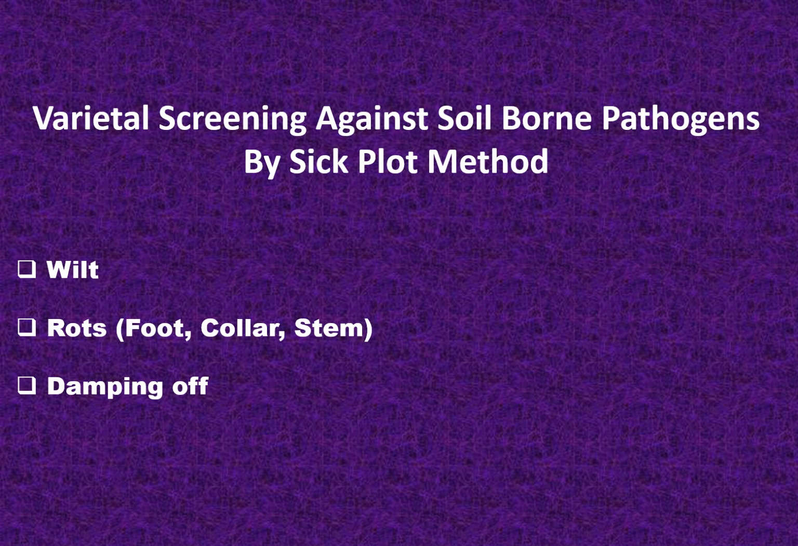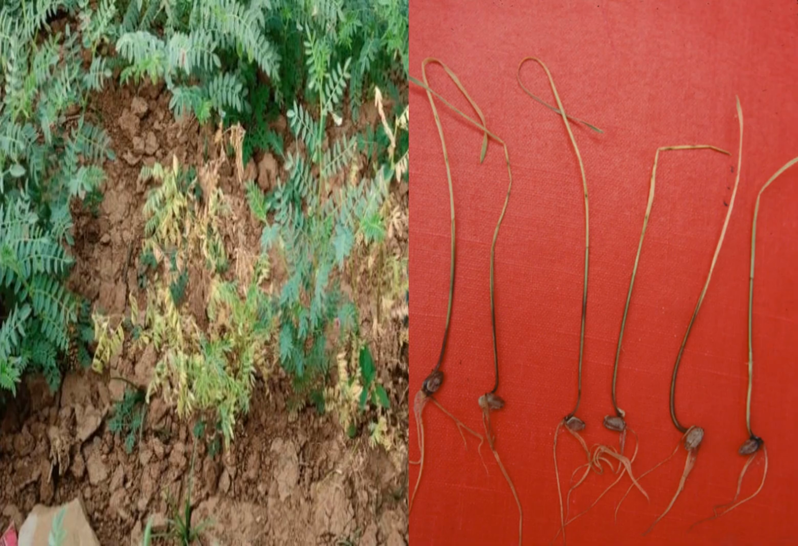The diseases which are caused by the soil-borne pathogens include the wilt diseases or the rots, which are of various types such as the foot rot, collar rot, or the stem rot, or the damping off disease. Soil-borne pathogens usually destroy either the root system or block the xylem tissue, which results in the death of the plant or maybe the destruction of the root system.